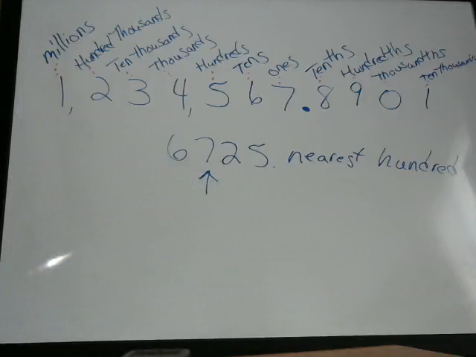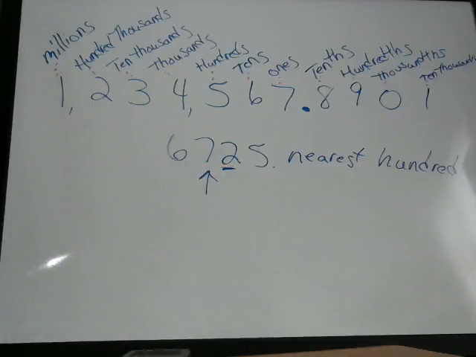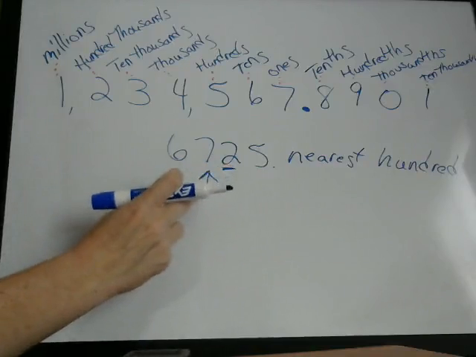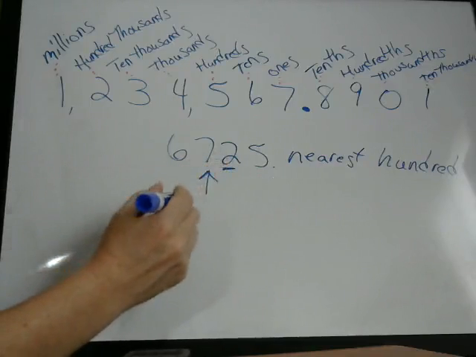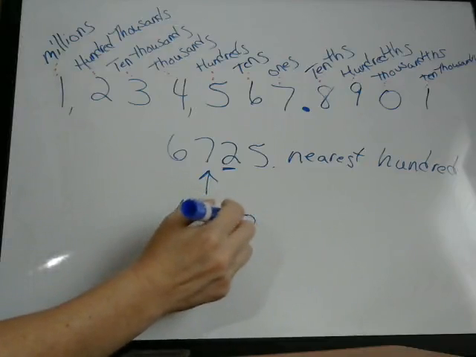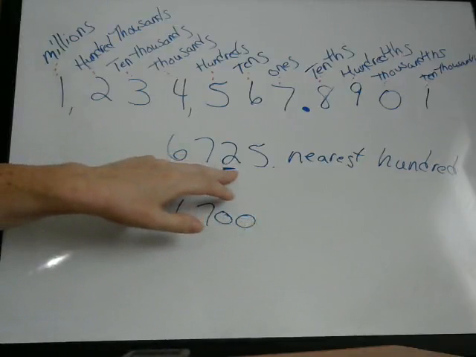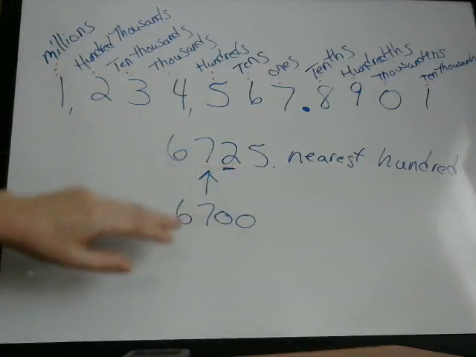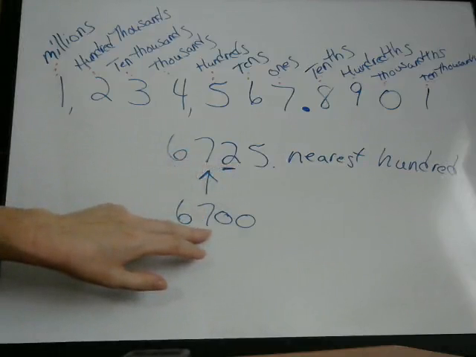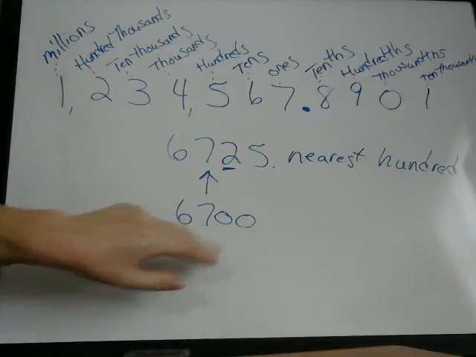This is very simple. All you do is look to the right of that number. If it is 5 or greater, you round this number up. If it is less than 5, you round it down. Since 2 is less than 5, the answer to that question is 6,700. You don't round it down, you just leave it. You just replace anything to the right of that number with zeros.